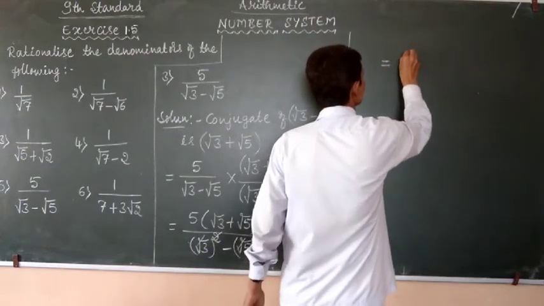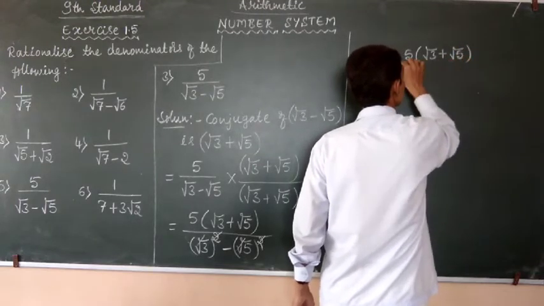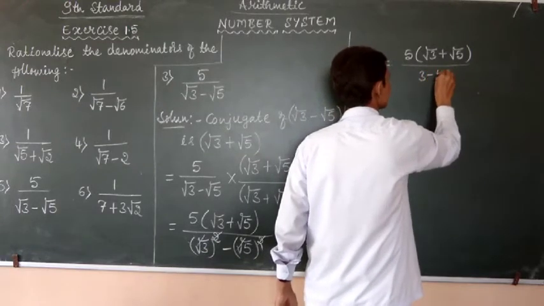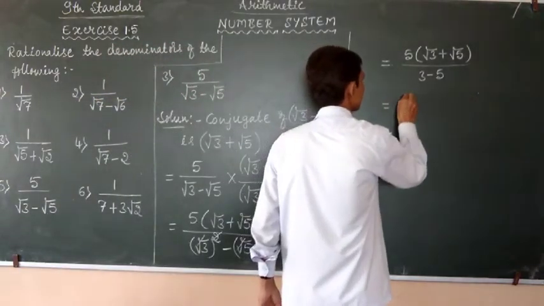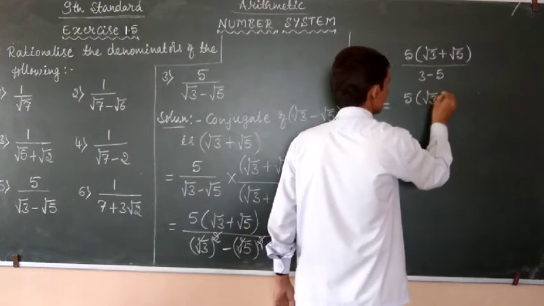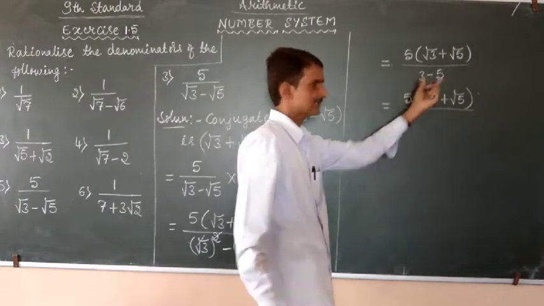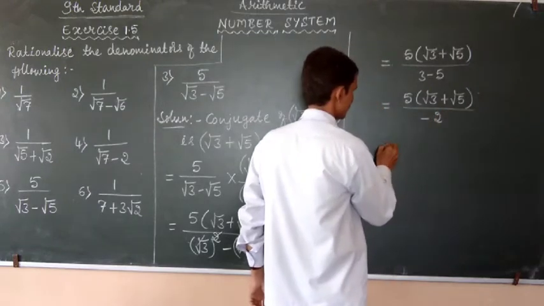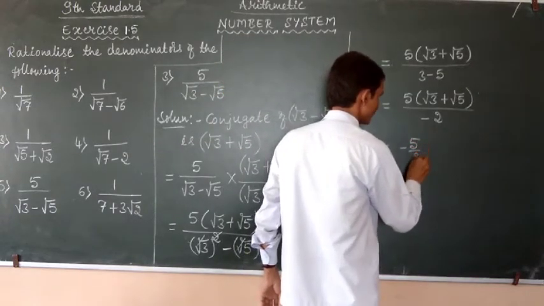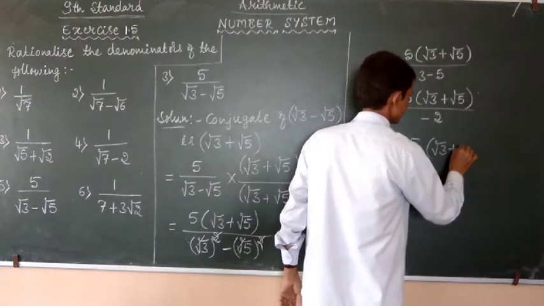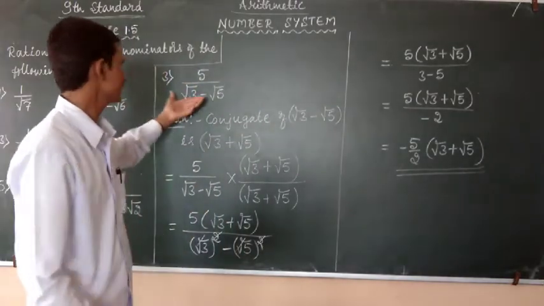The numerator will be 5 into root 3 plus root 5. The denominator will be 3 minus 5. If you simplify, write the 5 outside the bracket: 5 into root 3 plus root 5 by 3 minus 5, which is minus 2. Or we can write this as minus 5 by 2 into root 3 plus root 5. This is the simplified form of the given problem.